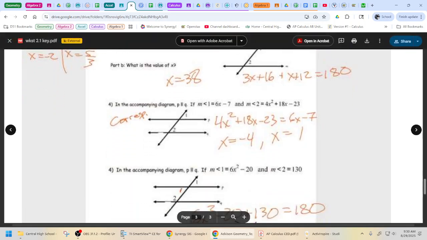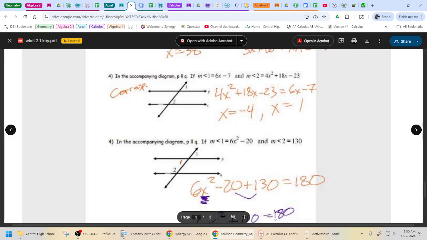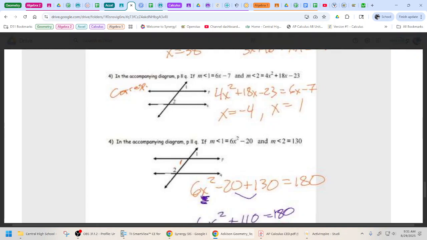The next number 4, those are corresponding. I wrote that on there. Does -4 work in this one? Well, plug it into the linear term first, and no, it doesn't. It'll make that negative. So you only have x equals 1 as the solution.